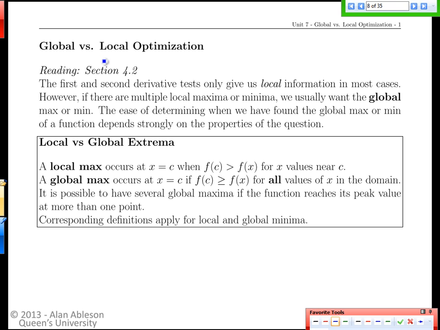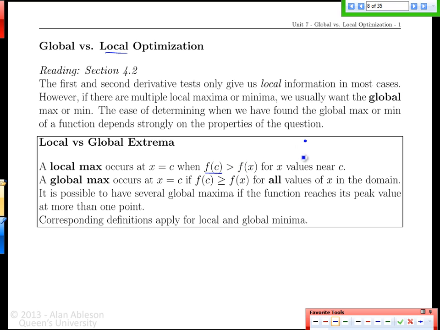In our study of the first and second derivative tests, it's important to recognize that what we identify with critical point analysis is initially just whether a critical point is a local optimum in some sense. And what do we mean by that? A local maximum, let's take that as our main example, occurs at a point when the function is always larger than the function values nearby.